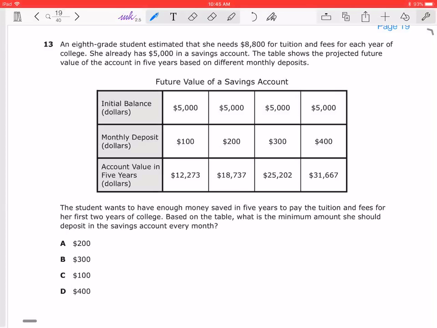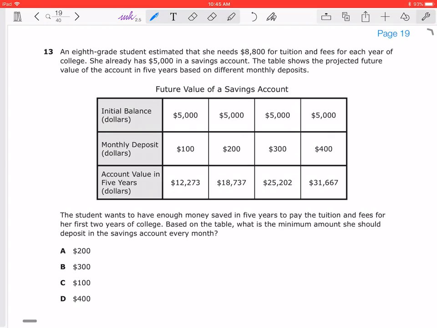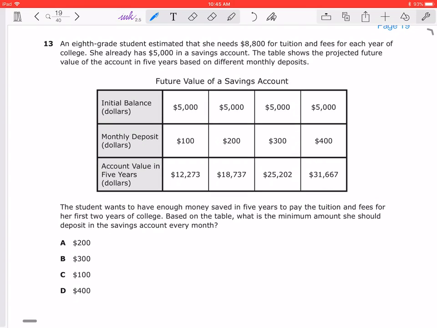Okay, so problem number 13. An 8th grade student estimated that she needs $8,800 for the tuition and fees for each year of college. She already has $5,000 in a savings account, and the table below shows the projected future value of the account in 5 years on different monthly deposits. And so they all have the same initial dollars, but each one has different monthly deposits.